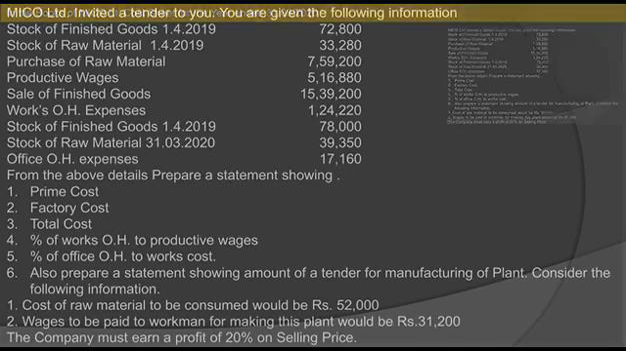On my right hand side, you can see the question is given over there, and now we are preparing, in the books of MECO Limited, the cost sheet for the year ended 31st of March 2020. In every cost sheet, as you know, we always use the three basic elements, that is direct material, direct labor and direct expenses. So first, to calculate the direct material, as per the given question, we have information regarding opening stock of raw material.